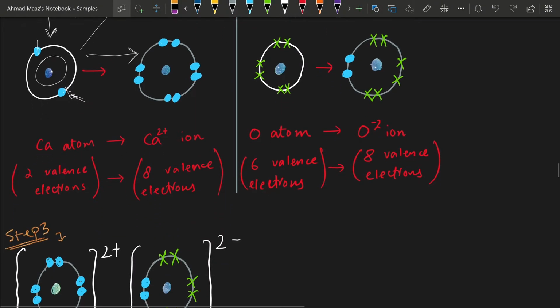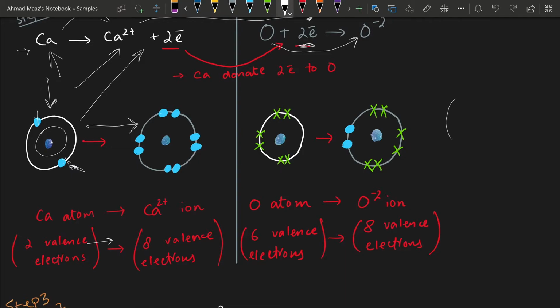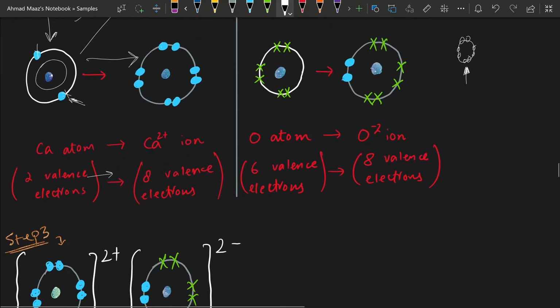Calcium atom has 2 valence electrons. When it loses 2 valence electrons, it now has 8 valence electrons. How? For example, if I draw the last 2 shells of calcium, when the calcium atom loses these 2 electrons, the inner shell now has a complete 8 electrons. The inner shell is complete, so that is how the calcium ion has 8 valence electrons.